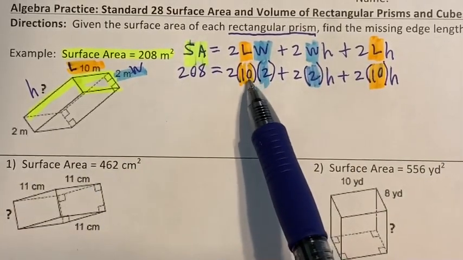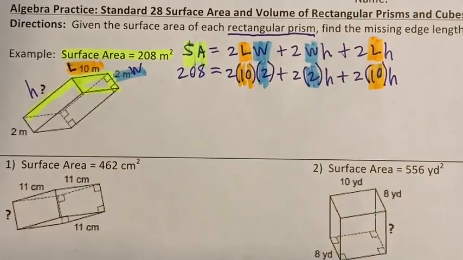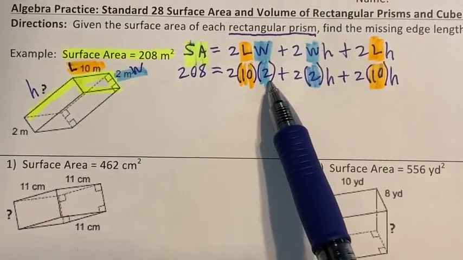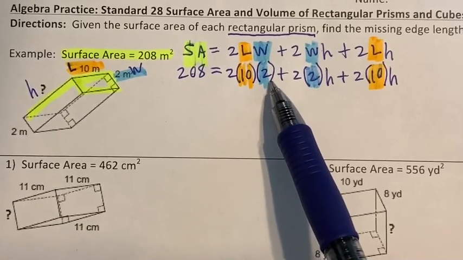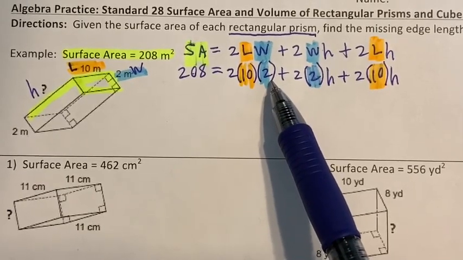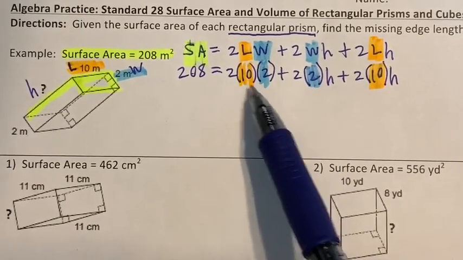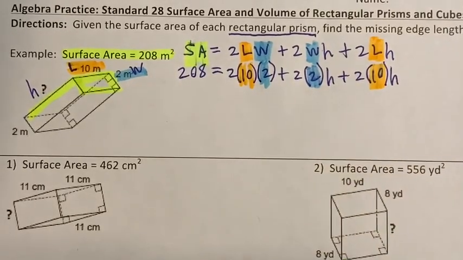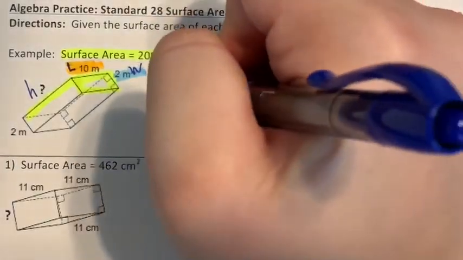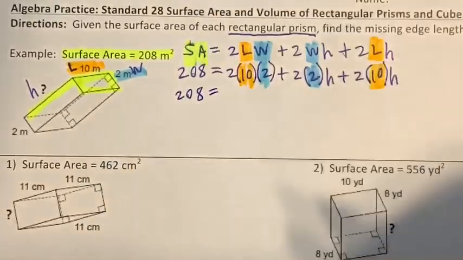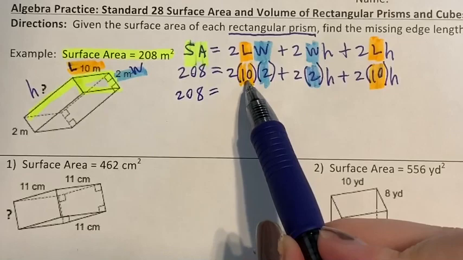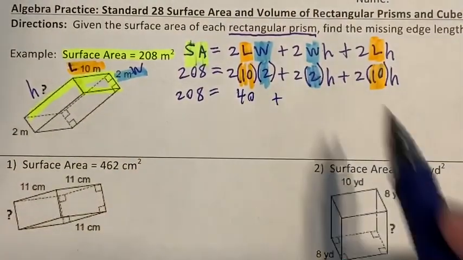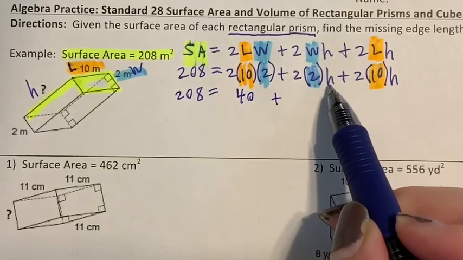Here we have 2 times 10 times 2, and this is where you could pull your calculator out. You could use your phone calculator, or on Schoology, I posted a Desmos scientific calculator that I really like to use. Feel free to use that, but we definitely need to simplify this. Anytime you see parentheses, that's indicating multiplication. So we have 208 equals 2 times 10 times 2 gives us 40 plus 2 times 2 times our height.